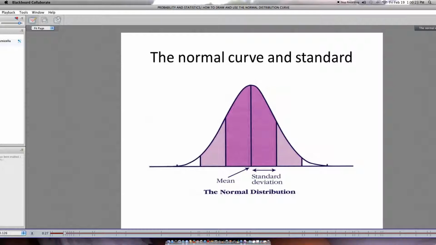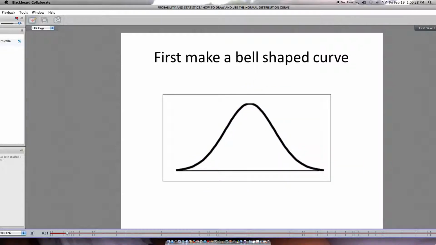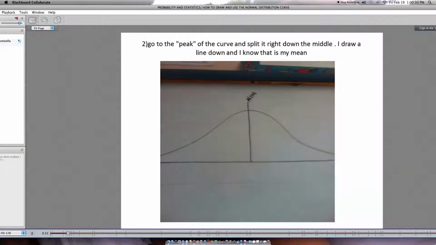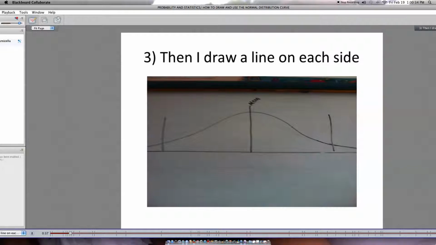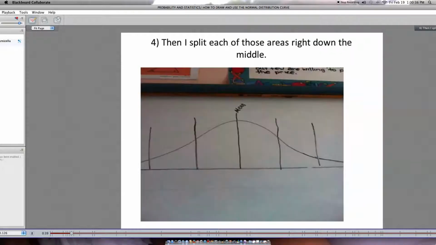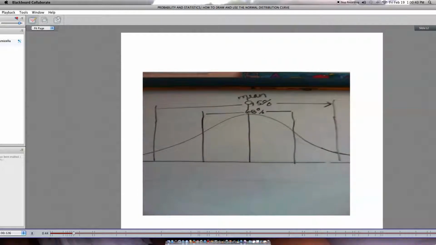So, first you're going to make a bell-shaped curve. Then you're going to go to the peak of the curve, and you're going to draw a line down. That'll be your median. You'll draw lines on each side, split that area down the middle, and that will be what we're going to talk about in a moment, your 68 and 95%, and also there's going to be a 99.7%.